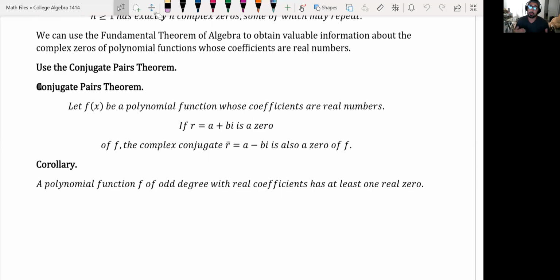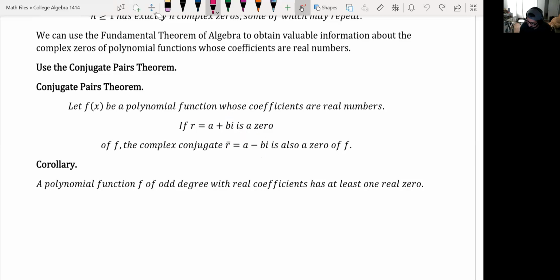Okay, so this says let f of x be a polynomial function whose coefficients are real numbers. If r equals a plus bi is a 0, then it has a conjugate pair of a minus bi. So if a plus bi is a 0, then a minus bi is a 0, or the other way around. If a minus bi is a 0, this means that a plus bi is a 0. So it will always have a conjugate pair.